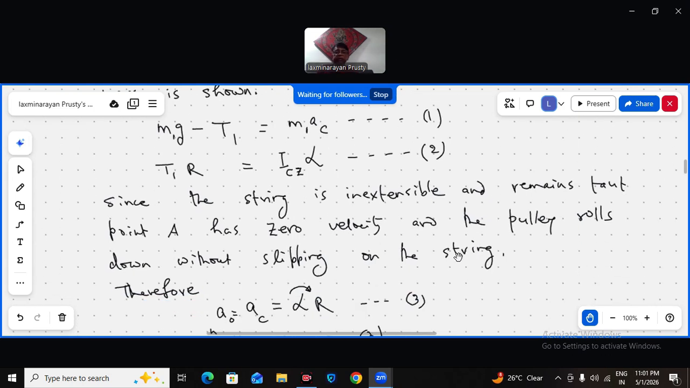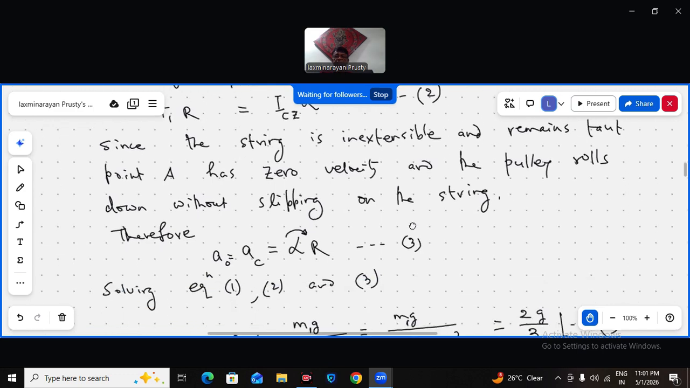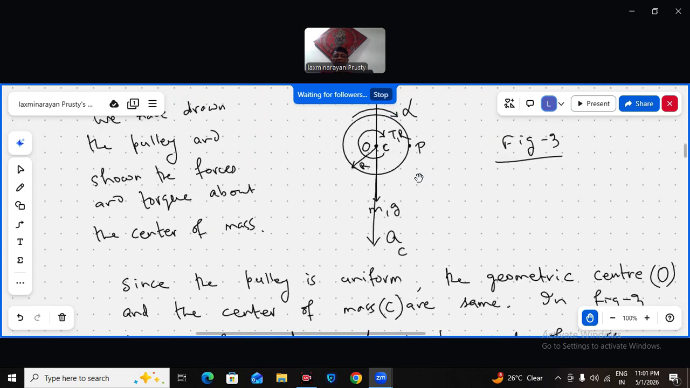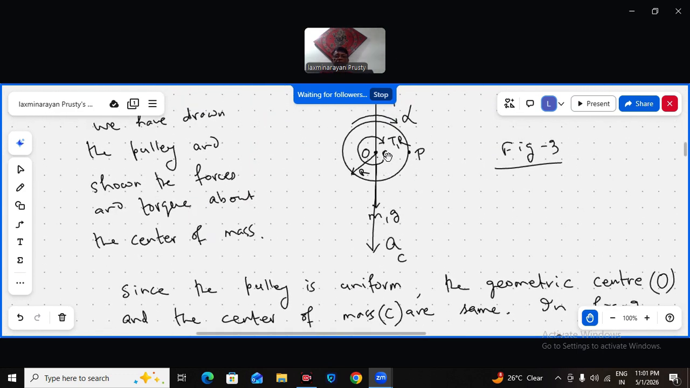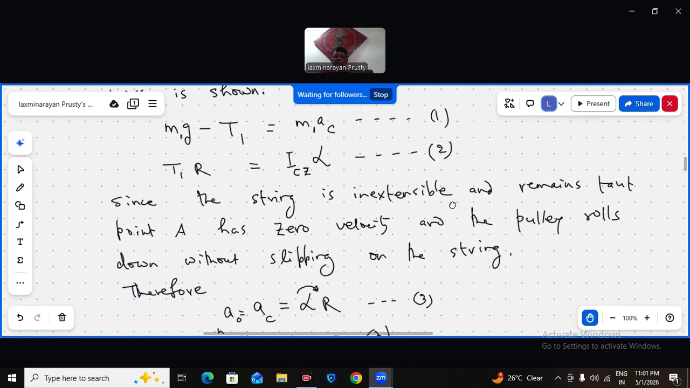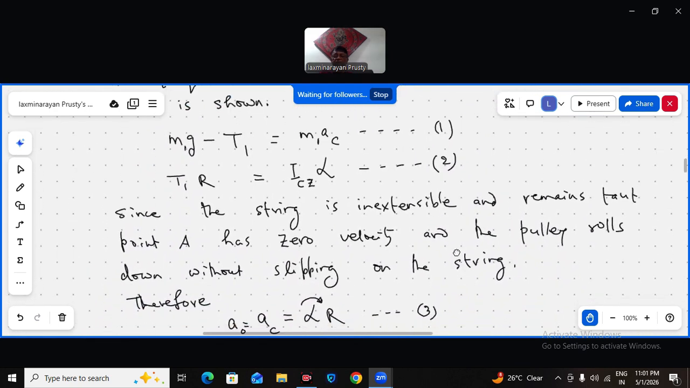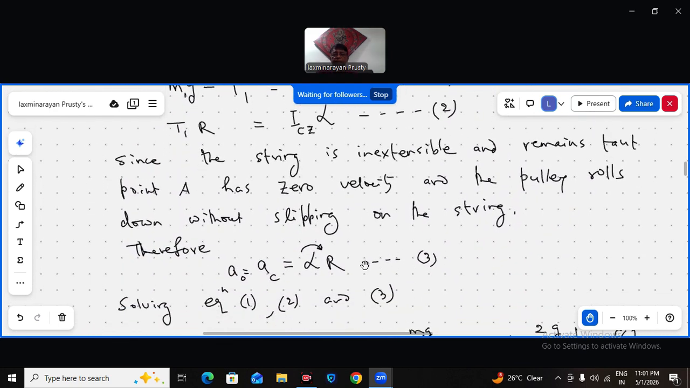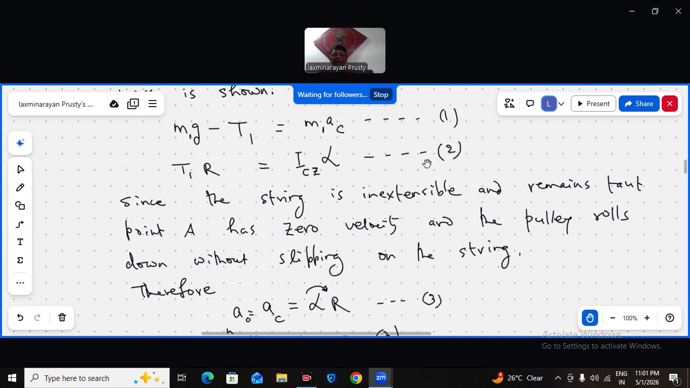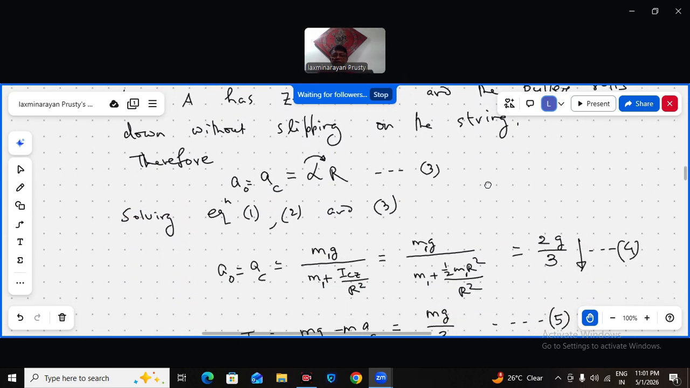Since the string is inextensible and remains taut, point A has zero velocity and the pulley rolls down without slipping on the string. So that means AC, or AO, whichever you say, the same point is equal to alpha R for rolling without slipping. Alpha is the angular acceleration. This is equation number 3. So 1, 2, 3, we will solve using all three.